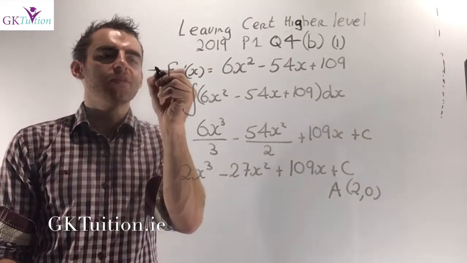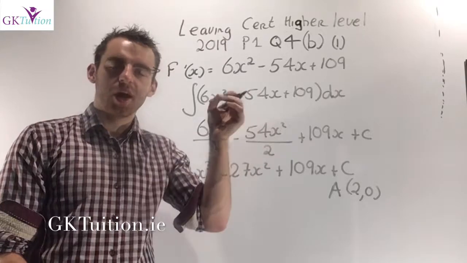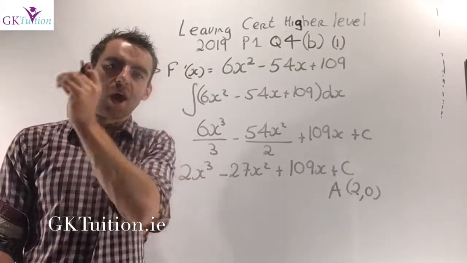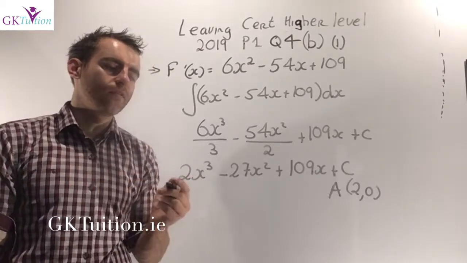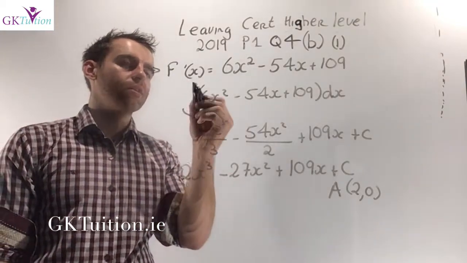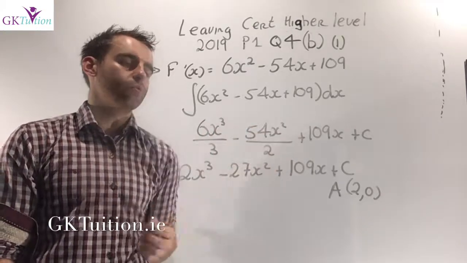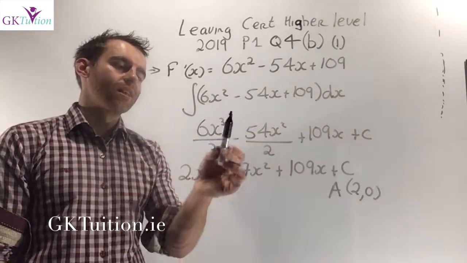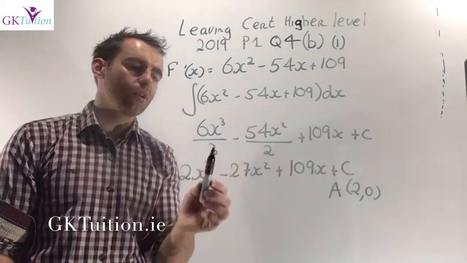So if we're given the derivative and we're asked to find the original function, I need to go backwards. I need to do the opposite of differentiation, which is integration. So to find the function f of x, I'm going to integrate the derivative. The integral of 6x squared minus 54x plus 109 is 6x cubed over 3. So that was x to the power of 2. It's now x to the power of 3 over 3.